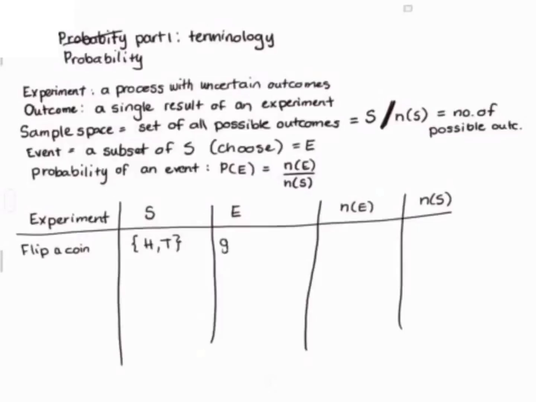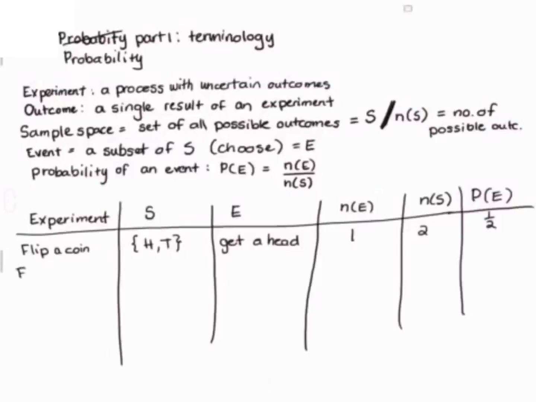Event is the one that I choose, so I'm going to choose event E to be get a head. How many of these on the sample space are heads? 1. How many elements in the sample space? 2. Let's add one more thing. Probability of event E is then 1/2. Now think about it. It's pretty logical. If I flip a coin, chances of getting a head is 1 out of 2. We just say it without thinking.